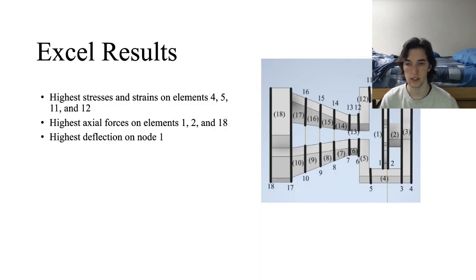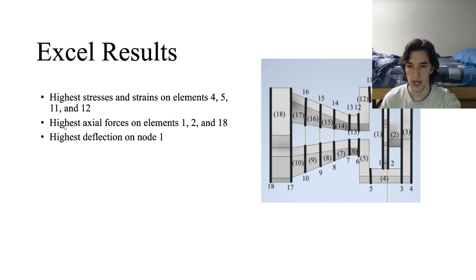Plugging that into Excel, we found that the highest stresses and strains were on elements 4, 5, 11, and 12. This is similar to what we saw in the ANSYS simulation, where the highest stresses were on 4 and 11. We didn't see that high of stresses on 5 and 12, though.